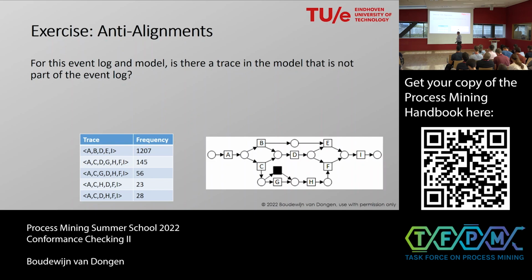So can you tell me, for this log and this model, what is the trace that is not in this log? Is there a trace in this model that is not in the log? It has to be a fitting trace. So what is a fitting trace in this model that is not in that event log?